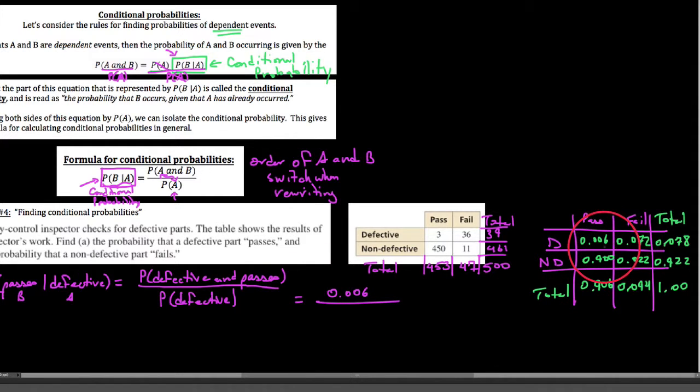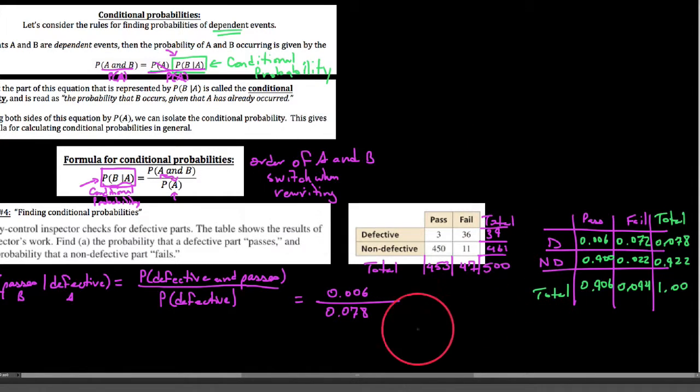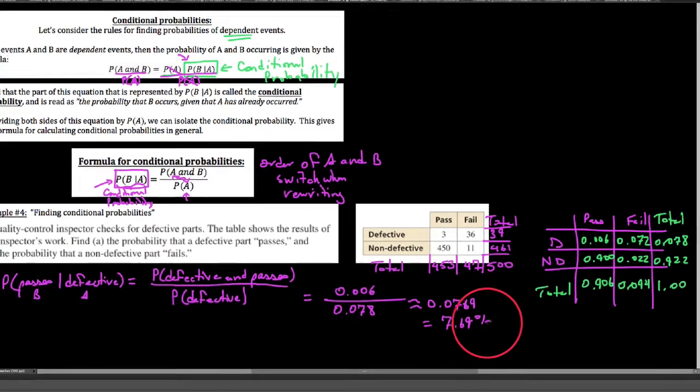And so we say, where are the percentage defective? Well, the probability is defective is this marginal relative frequency here, 0.078. So we're going to say 0.078. And so using our calculators, this is how this formula works. We just grab a calculator at this point. We say 0.006 divided by 0.078. We end up with about 0.0769-ish, which is equal to a 7.69% chance of occurring.